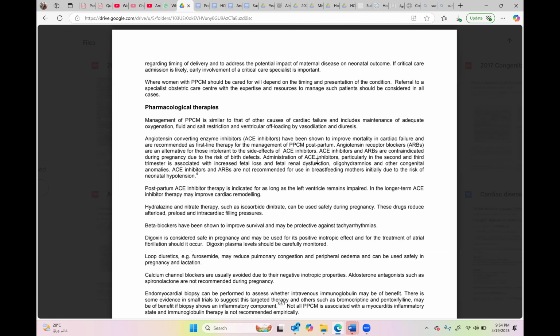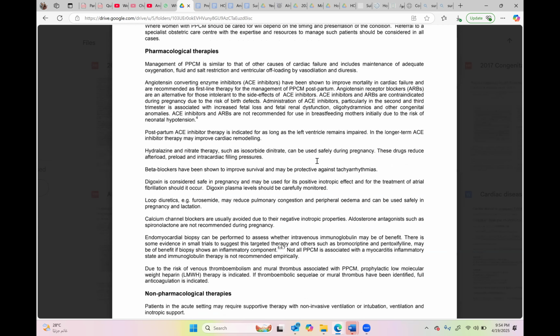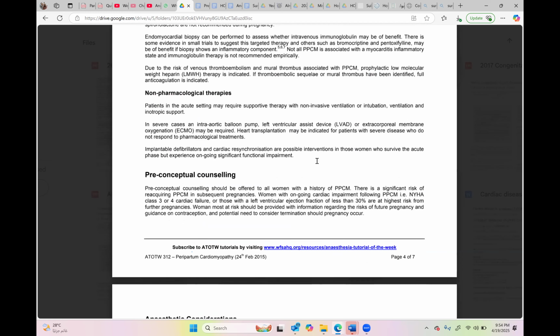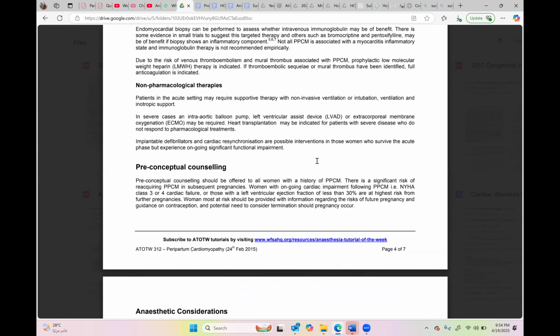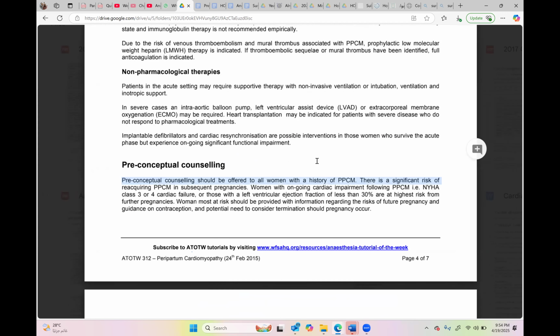Again, you see, these are medical managements. So in the exam, you should be thinking, and you can remember these things because they can ask you as well, that maybe there is need of intra-aortic balloon, left ventricular assist device, and ECMO.